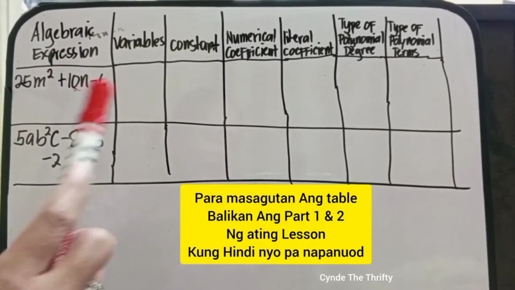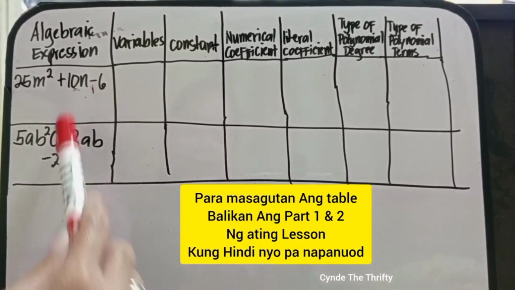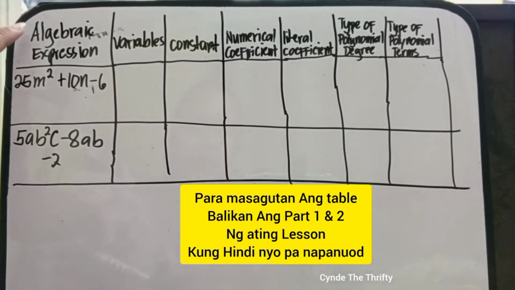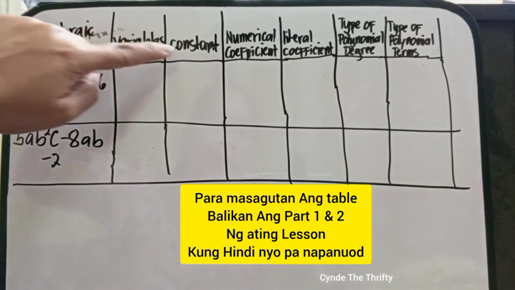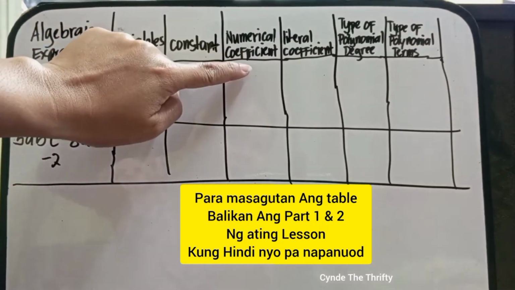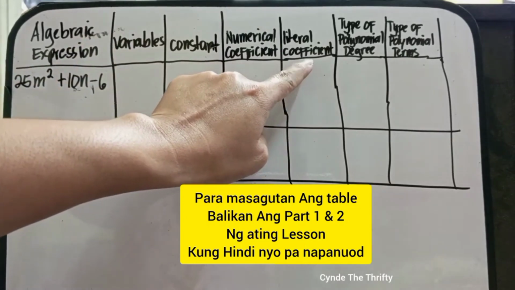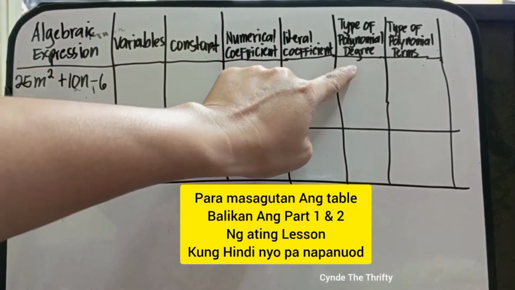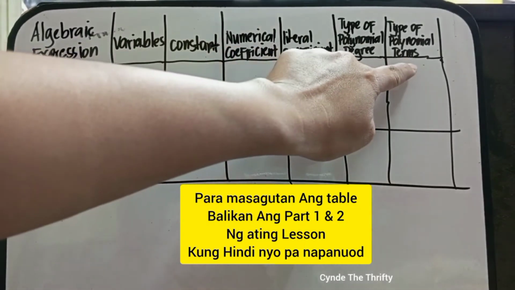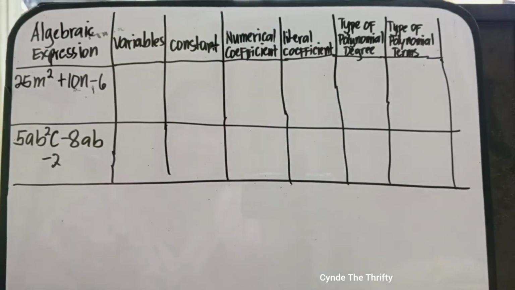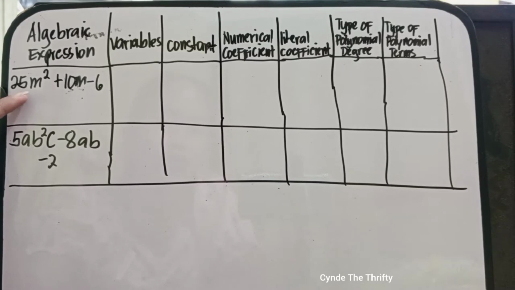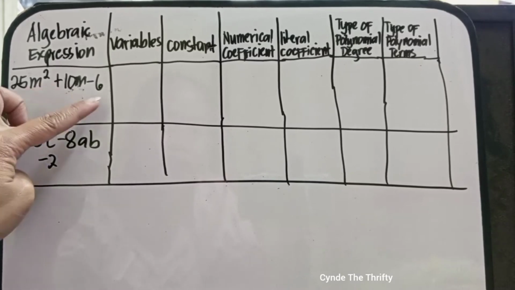Ngayon, i-apply na natin ang ating natutunan. So, pag-aaralan natin itong dalawang example, this is our algebraic expression, 1 and 2. And then, ilalagay natin kung ano ang ating variables, ang ating constant, ang ating numerical coefficient, ang ating literal coefficient, type of polynomial according to its degree, and type of polynomials according to the number of terms. Example number 1, 25m squared plus 10m minus 6.